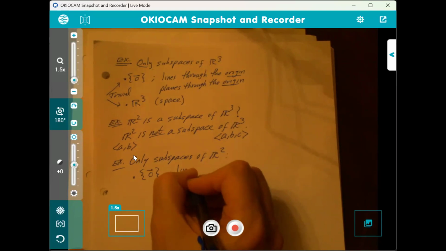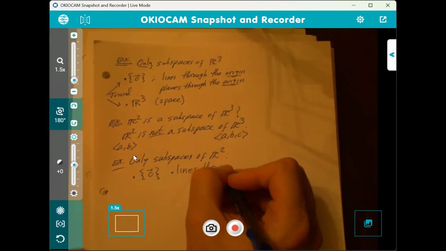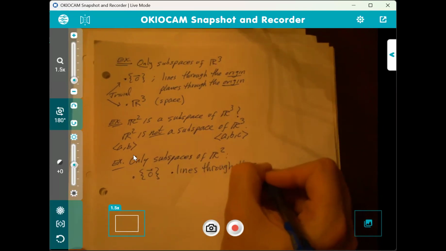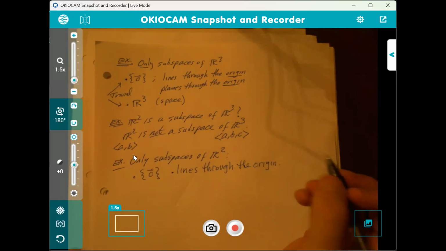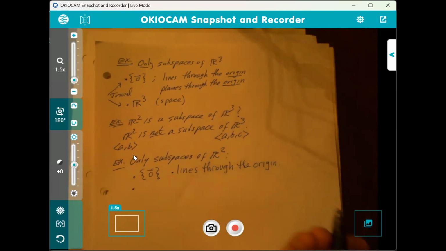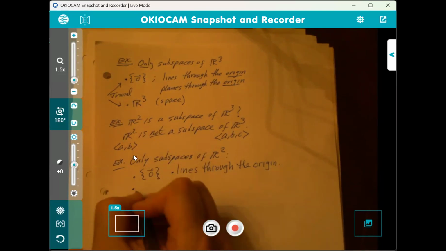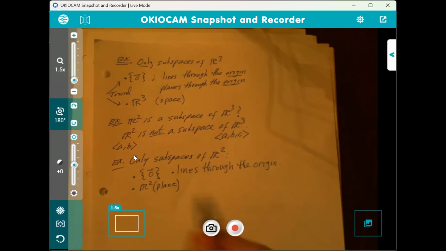Lines through the origin. You got it. Lines through the origin. Okay, and what's the other one? The trivial one, R2 itself. The plane, every plane is a subset of R2. Whether they run through the origin or not, it doesn't matter. R2 can handle any plane.